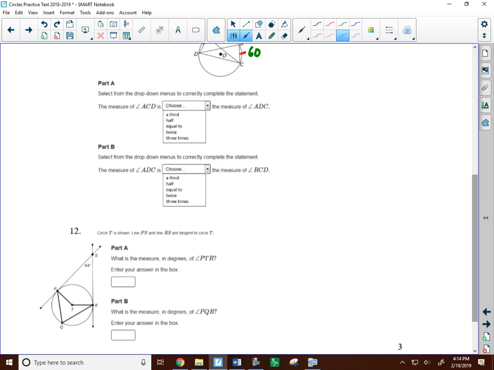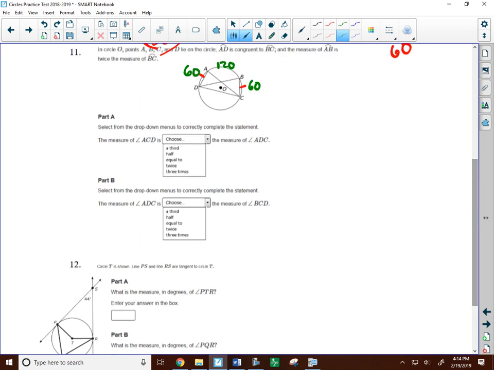So now we fill this in. The measure of ACD, this one right here, it's an inscribed angle. Well, ACD would be half of 60 based on what I have, so 30. Is blank the measure of ADC? ADC is there. Now be careful, it's inscribed for all of this. It goes to all of that. It's half of 180, the 120 and the 60. So it's 90. And therefore the answer is a third.